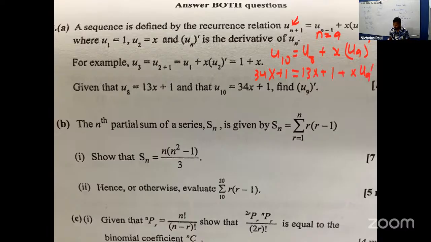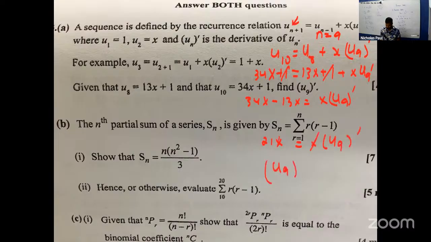You all recognize that you move everything to the left hand side, the 1 will cancel. You'll get 34x minus 13x is x U9. 34 minus 13 is what? 21. 21x is equal to x U9. And then x will cancel, so U9 is 21.